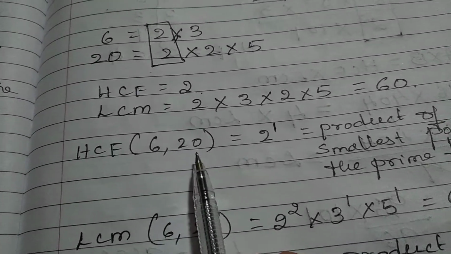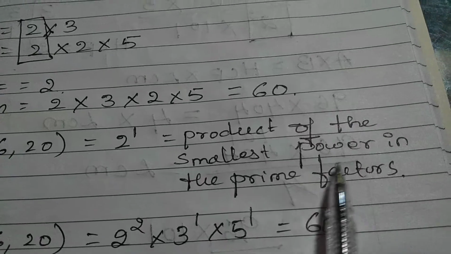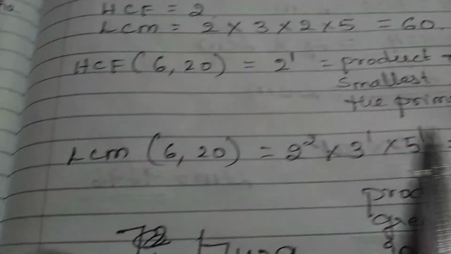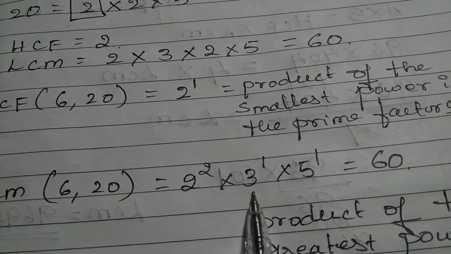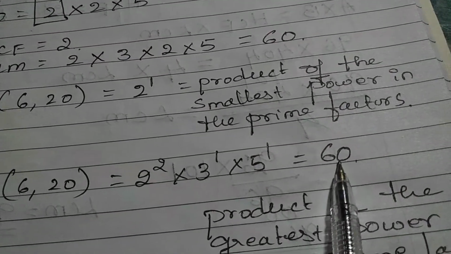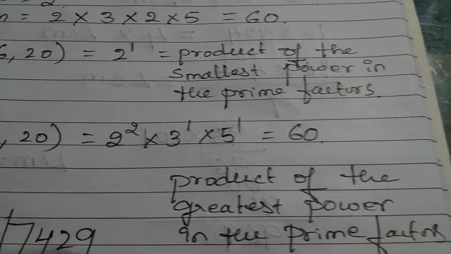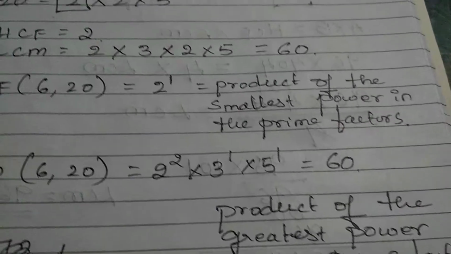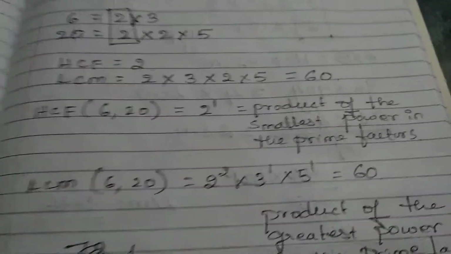Now HCF of 6 and 20 is 2. It is the product of the smallest power of each prime factor. LCM of 6 and 20: 2 square into 3 to the power of 1 into 5 to the power of 1 is equal to 60. It is the product of the greatest power of each prime factor. So this is how you are going to do HCF and LCM by the prime factorization method.